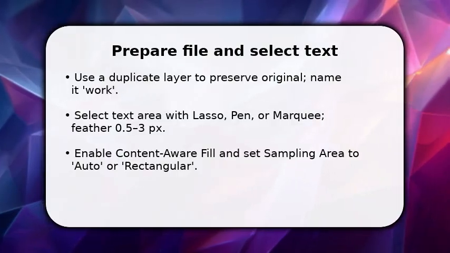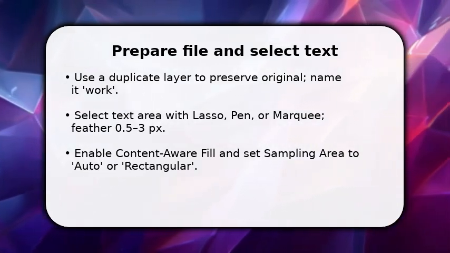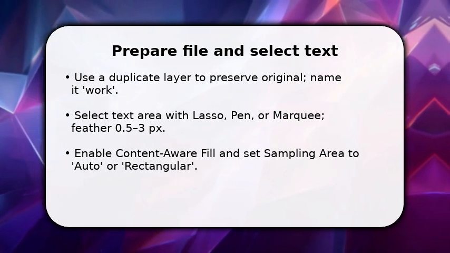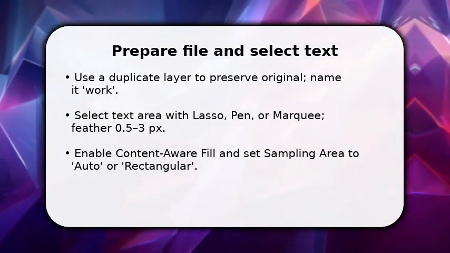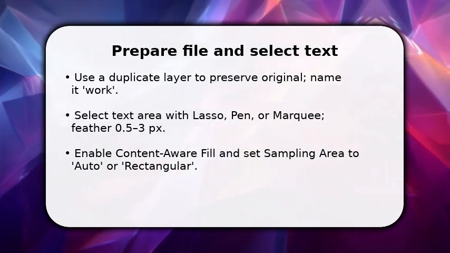You start by protecting the original. Duplicate the background and work on that copy so you can revert if needed. Next, isolate the text precisely. Use the lasso for loose shapes, the pen for exact edges, or a rectangular marquee for boxes.